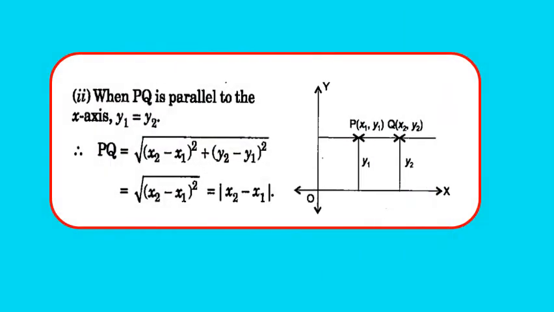And the second case is when PQ is parallel to the x-axis. In that case, y1 will be equal to y2, because parallel to the x-axis means y is constant, so there is no change in y. So PQ is equal to under root (x2 minus x1) whole square plus (y2 minus y1) whole square. Since y1 equals y2, y2 minus y1 becomes 0. So we get PQ equals under root (x2 minus x1) whole square, which is equal to modulus of x2 minus x1. Why modulus? Because it is a distance, we take only the positive sign. Clear? So pause and note down the solution.